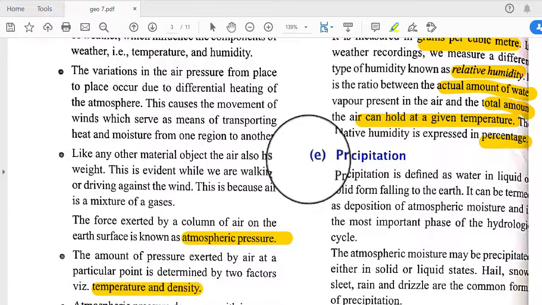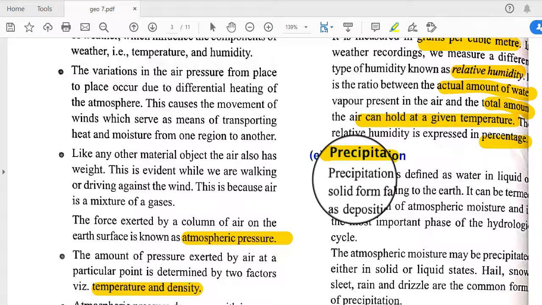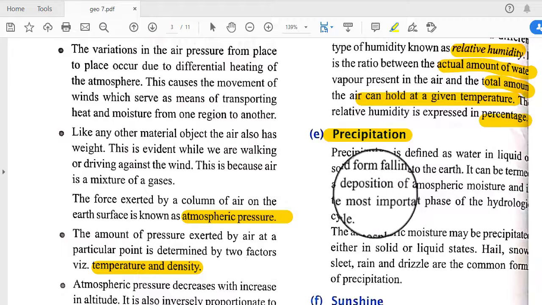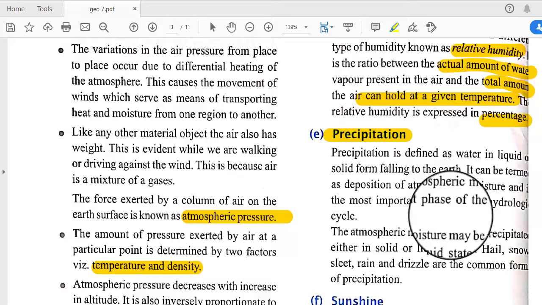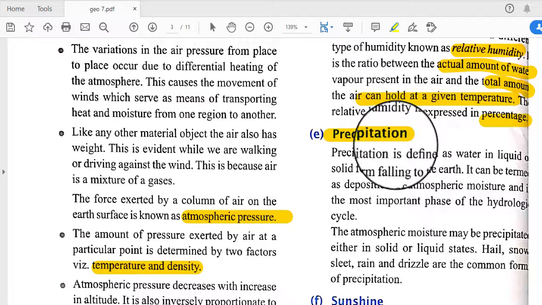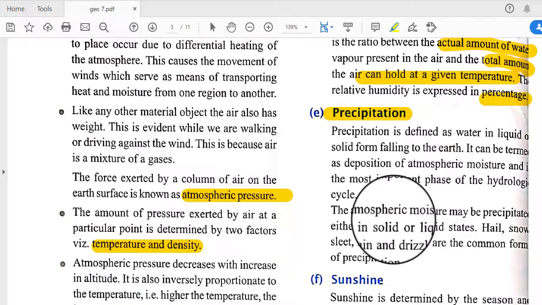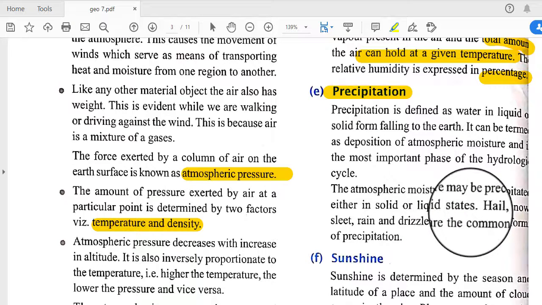Next is precipitation. Precipitation is defined as water in liquid or solid form falling to the earth, and it can be termed as deposition of atmospheric moisture, the most important phase of the hydrological cycle. So precipitation is when any kind of water particles fall down to the earth from the sky. The atmospheric moisture may be precipitated in solid form, that means snow, hail, or in liquid form, that means rain, drizzle, like this.